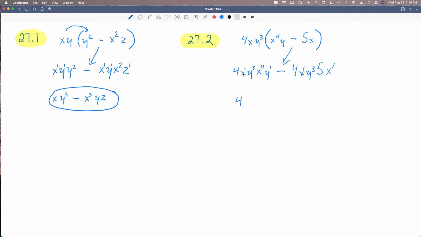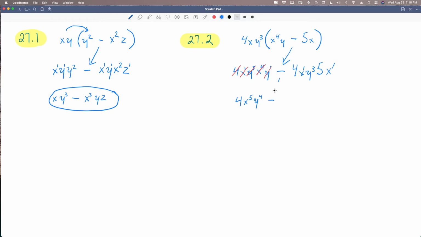Now let's look at our next variable, and that's an x to the 1. We have an x to the 4. Sometimes it helps if you cross them out as you do them. So we've already done the 4. We have x to the 1 plus x to the 4. 1 and 4 is 5. So that's x to the 5. Okay? Now we're going to do y. We have y to the 3 and y to the 1. 3 plus 1 is 4. So it's y to the 4.